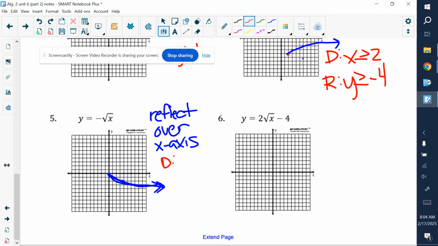My domain is still x values greater than or equal to 0. But now my range, 0 is my high point, and then it goes forever down. So it's y values less than or equal to 0.